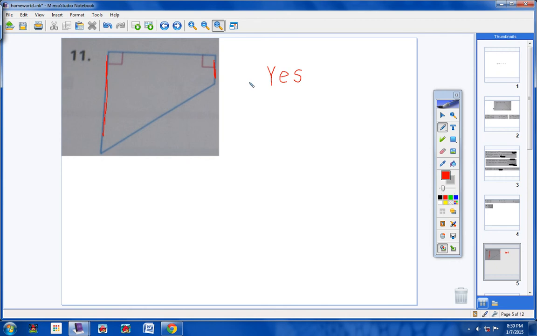However, I think I read the directions wrong. Each figure has at most 1 pair of parallel sides, at most. So they might have no parallel sides. At the most, they'll have 1. Now, how do I know these 2 sides are parallel? Because we learned that when 2 lines are perpendicular to the same line, they're parallel. That's an old theorem we learned earlier this year. When 2 lines, this line and this line, are perpendicular to the same line, then these 2 lines here are parallel. So we do have 2 lines that are parallel, okay?